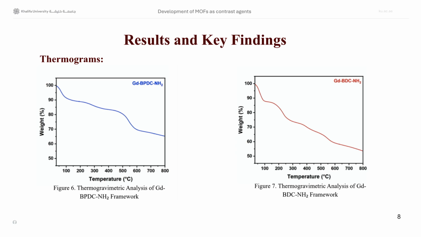Moving on to TGA thermal stability. In the thermograms, for gadolinium BDC-NH2, the weight decreases gradually over the temperature range, indicating continuous solvent loss and framework decomposition. For gadolinium BPDC-NH2, the material retains a higher percentage of mass at elevated temperatures, suggesting improved thermal stability. The higher thermal stability may be due to the extended aromatic BPDC-NH2 linker, which can provide stronger structural resistance toward thermal decomposition. At very high temperatures, the remaining mass is most likely due to gadolinium-containing inorganic residue.